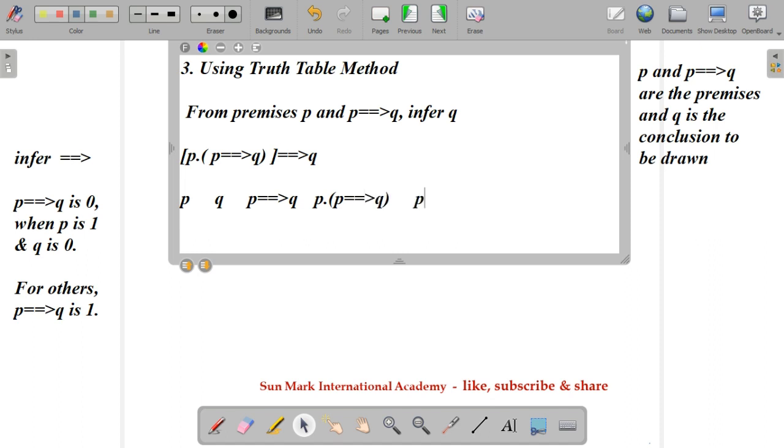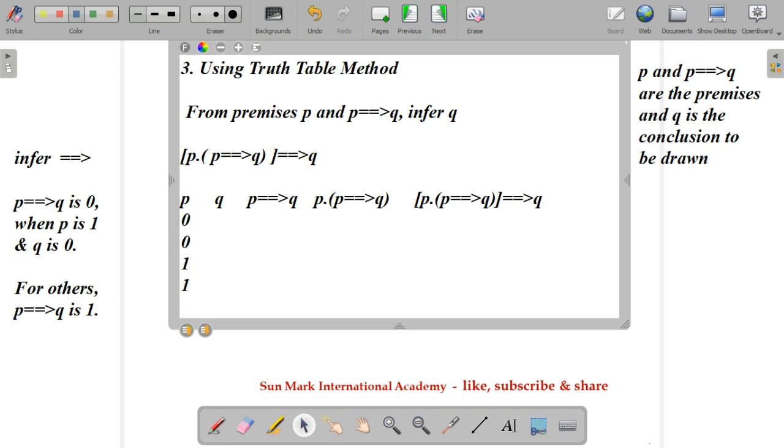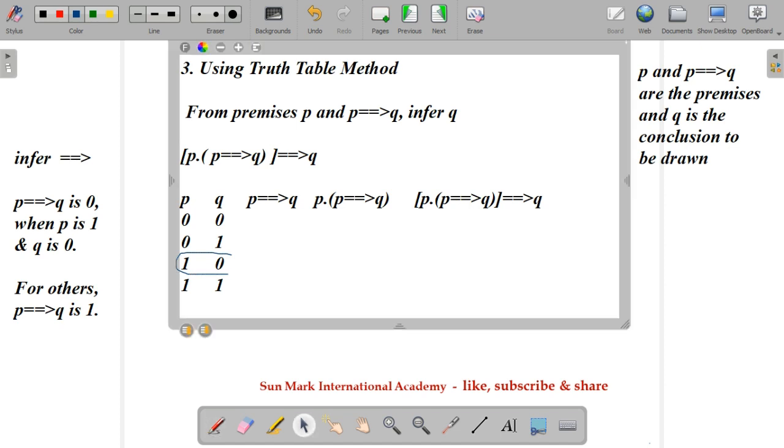And the last one is P dot, P implies Q, the whole implies Q. The values of P are 0, 0, 1, 1. The value of Q: 0, 1, 0, 1. Then P implies Q: when P is equal to 1 and Q is equal to 0, the value of P implies Q is 0. All other pairs it is 1.